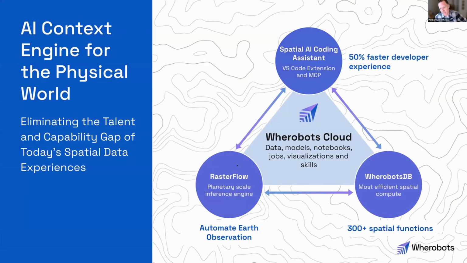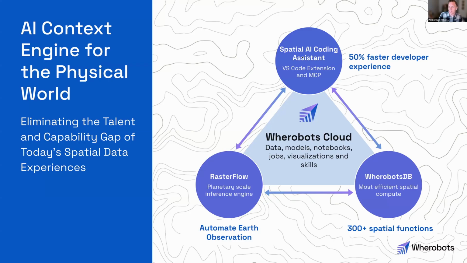So at Wherobots, we're focused on three areas to really be the AI context engine for the physical world. Today, on the bottom left, we're going to talk about RasterFlow, which is our engine for doing planetary-scale inference. Ryan will go into details of how we're using that to power the SAM3 model. We also have our WherobotDB engine. This is coming from Apache Sedona. It's the most efficient spatial compute engine out there for working with vector and raster data, with over 300 spatial functions built in to provide complete support for traditional spatial analysis.